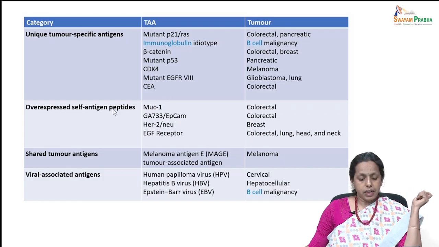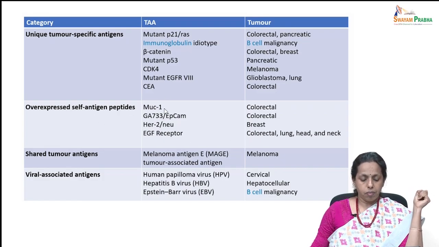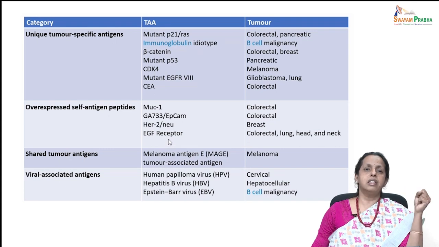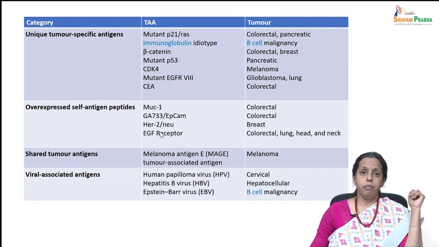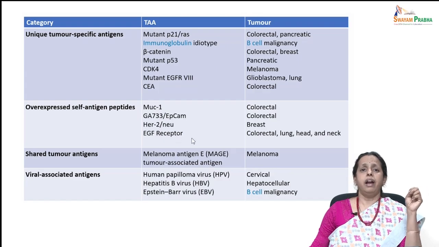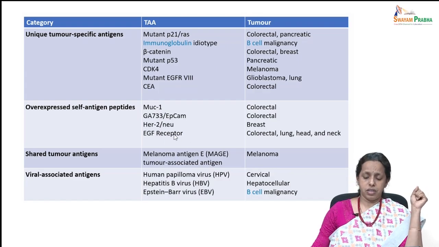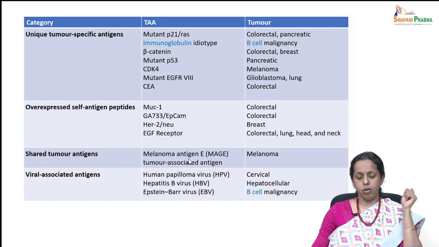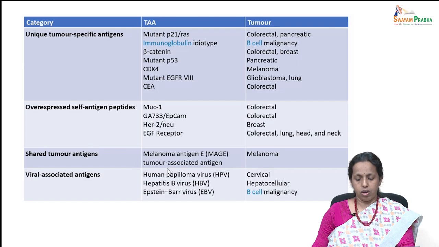Coming to overexpressed self antigen peptides, you have your MUC1 protein, your HER2, EpCAM, then your EGFR. This is very, very important. If you recollect, we were discussing a lot about how this protein level is increased in lung cancer, and can this be a TAA? Yes. If you engineer your T cells from the patient to target this particular EGF receptor, success has been reported in some of these cancer types.